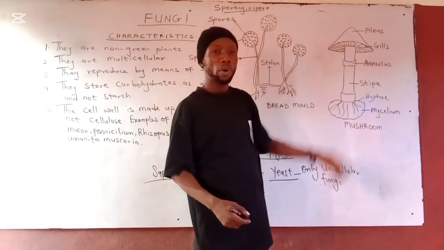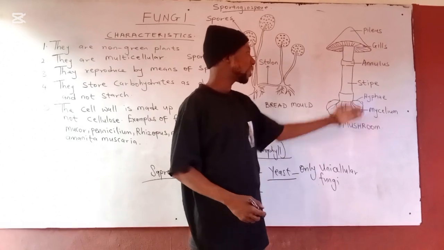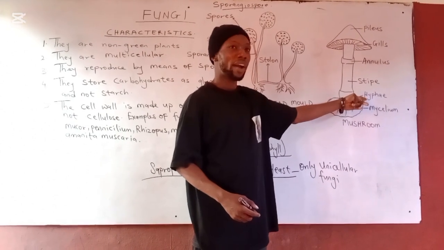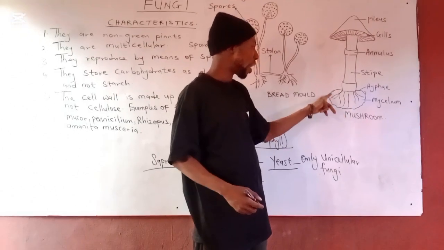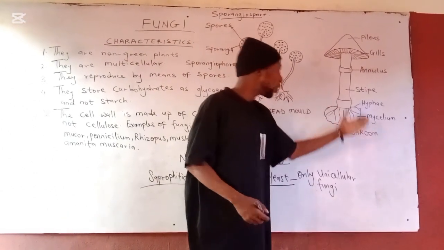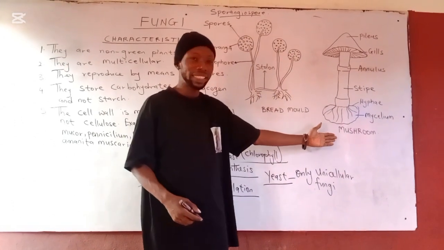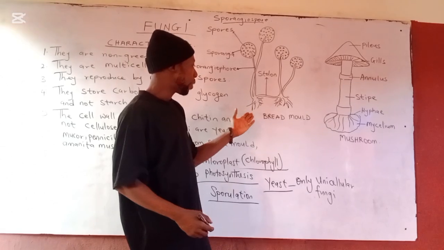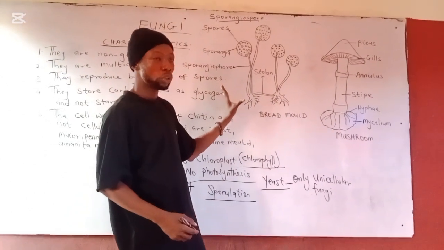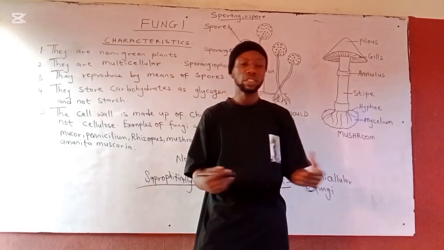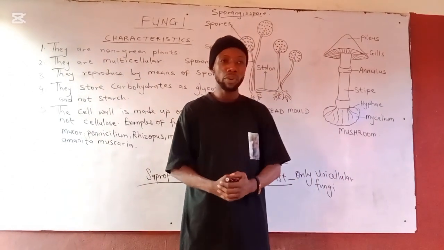Then the stem of fungi is known as the stipe. The root is the hypha. Then a group of hyphae collectively are known as mycelium. So this is mushroom, and it is edible. You can use it to cook food. This is the diagram of bread mold and its structure, and that is mushroom. So this is all we have for you today on fungi.